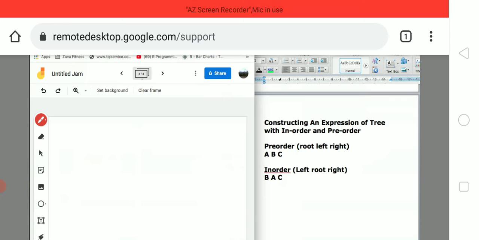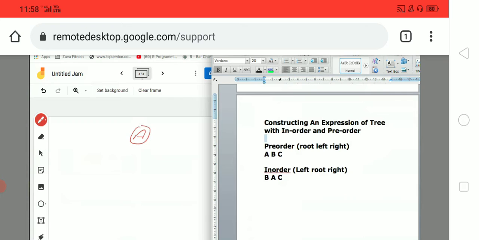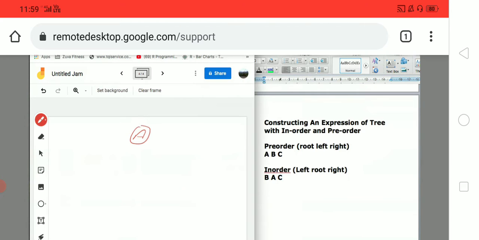In preorder, what is the root node? A. Okay. Now in inorder, what is the position of A? It is in the center. Now B is on the left side and C is on the right side. In this pattern only, we have to give the left and right nodes of the root node. So B is on the left side and C is on the right side.